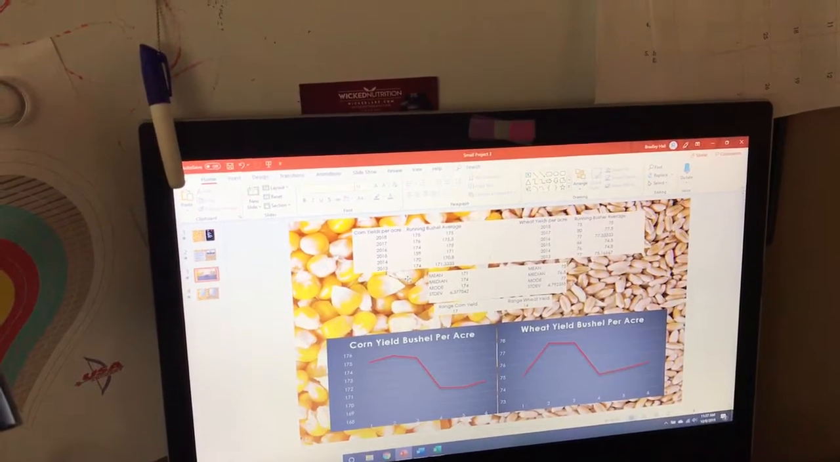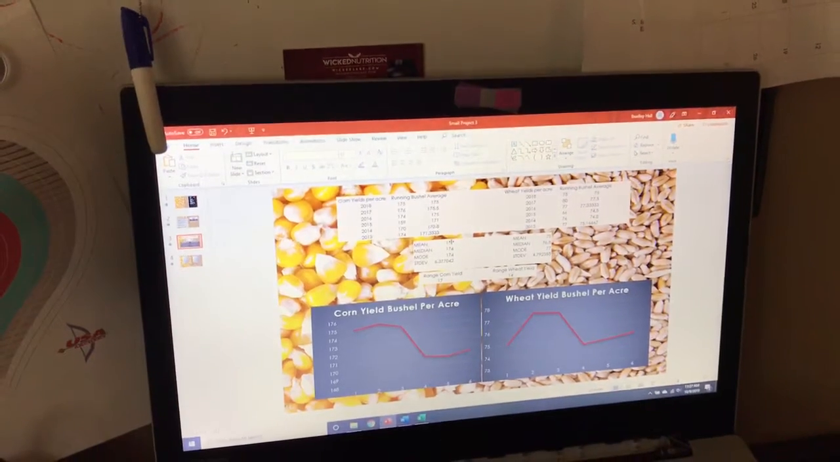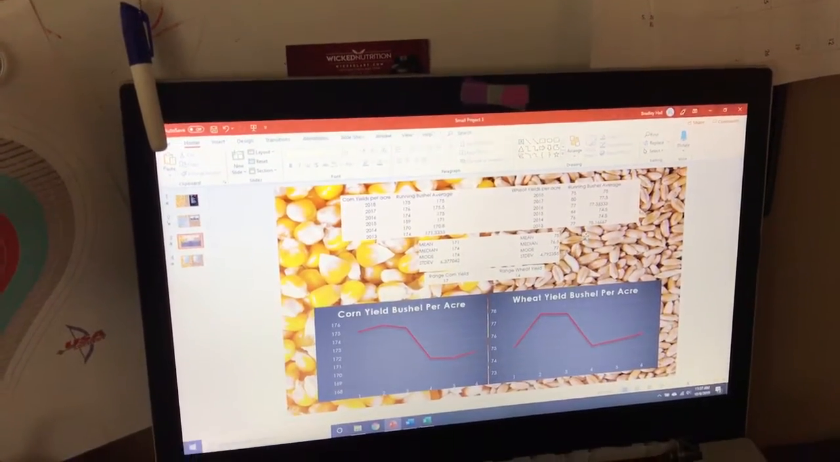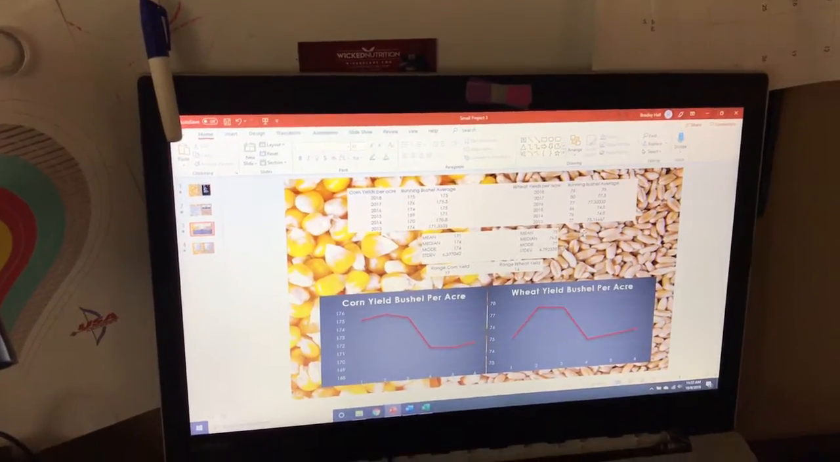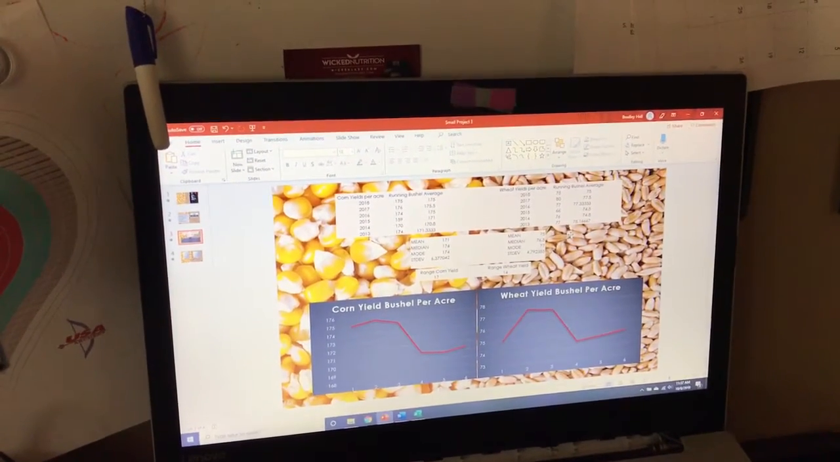At the end of it, the average is about 171 for corn and 75.616 for the wheat. One of the reasons for that difference is that, if you notice the size comparison, corn takes up more room than the wheat.